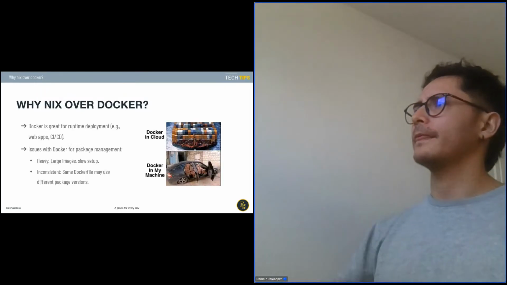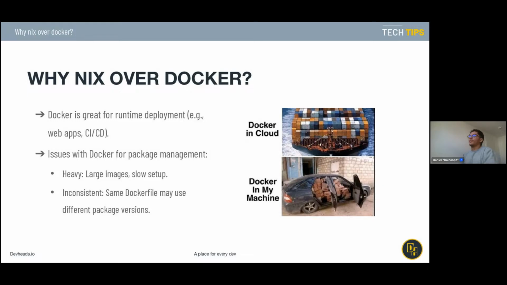So why use Nix if you're already using Docker? I've been a Docker user for years as well, because it helps me to maintain my deployment always the same. But the thing is, Docker is great for deployment. I mean, for example, CI/CD pipelines. If you have a web app, you can just deploy in Docker, send it to Amazon Web Services, use Kubernetes, whatsoever. So it's a runtime deployment. So Docker for this use case is amazing, no question about it.